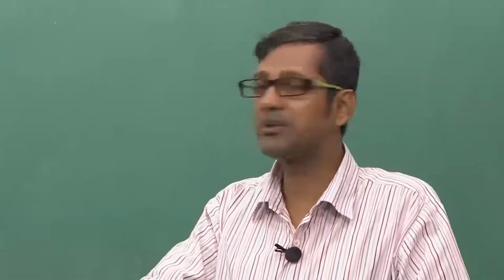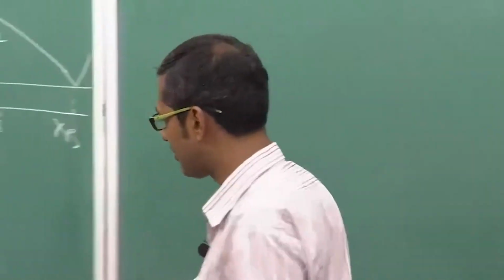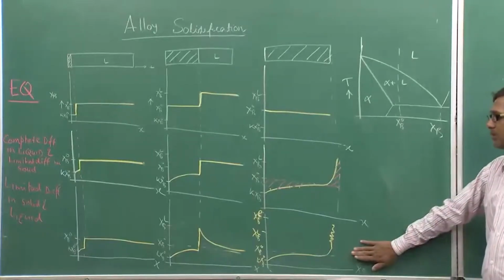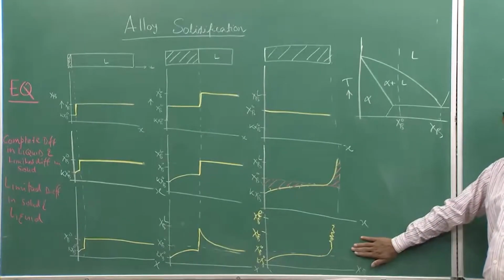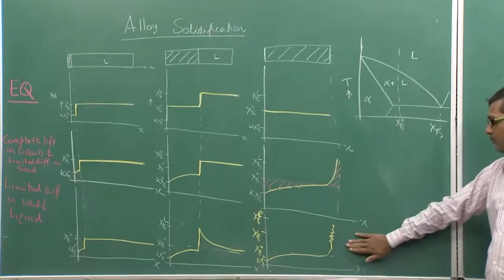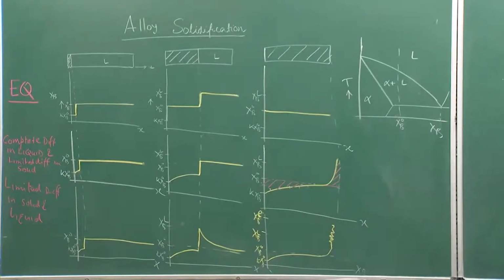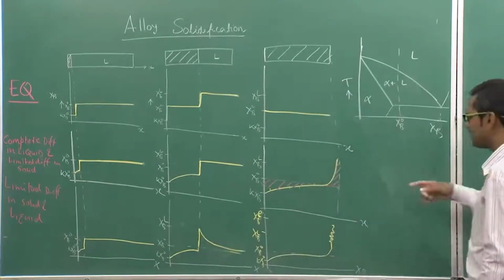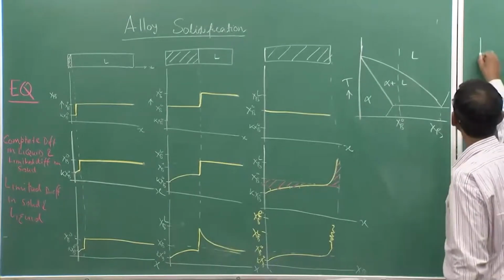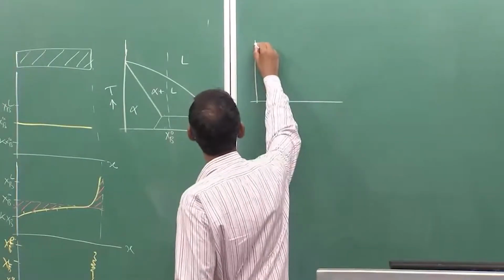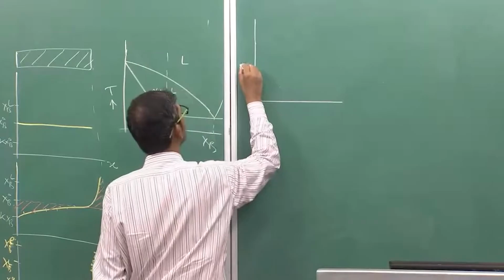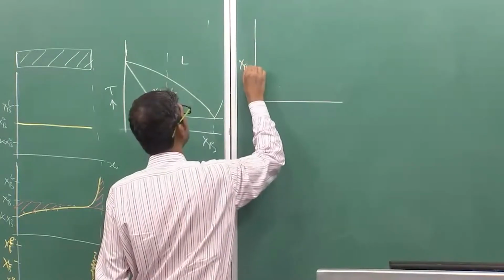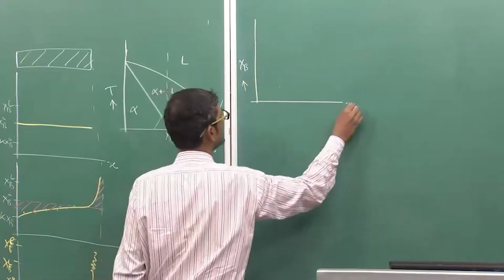So, we have been discussing solidification of the alloy XP0, and I told you that the most realistic situation of solute profile is the last one, or the bottom one in these pictures. So, let us assume that we have a solute build up at the interface. If I draw that, this is my solute XP and this is the distance.